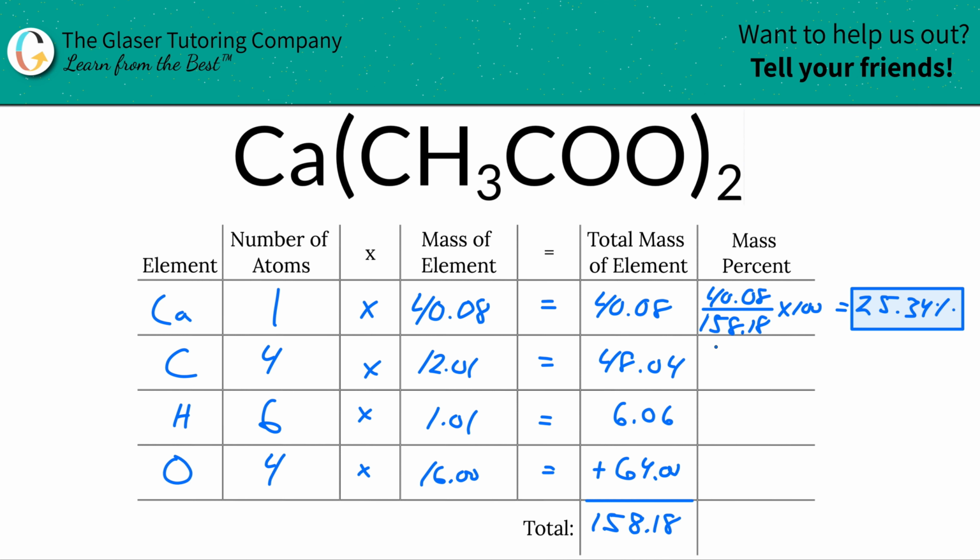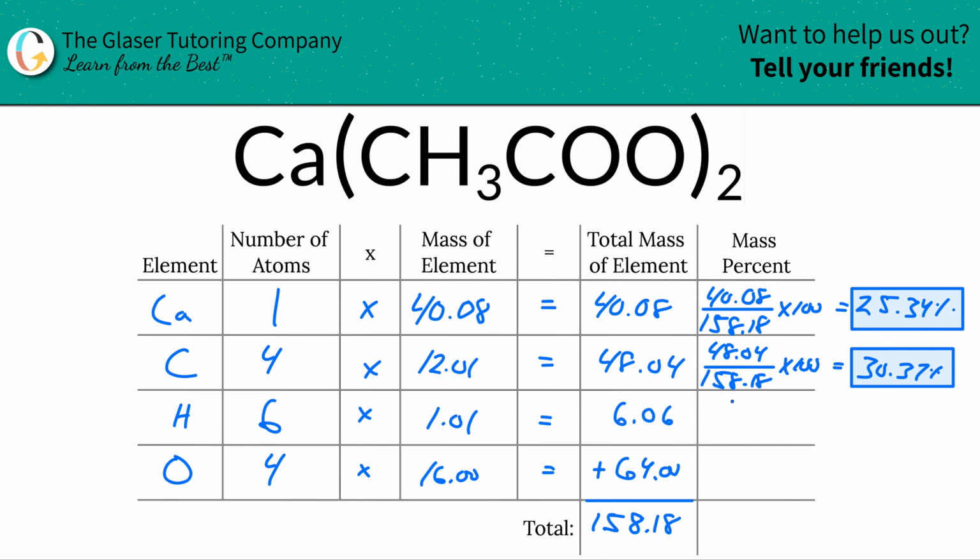Similarly, we would do the same for carbon. So it'd be 48.04. We would take that and divide it by the 158.18. Multiply that by 100. And then we would find the percent here of carbon to be roughly 30.37. All right, 30.37. Let's put that in a nice little box.